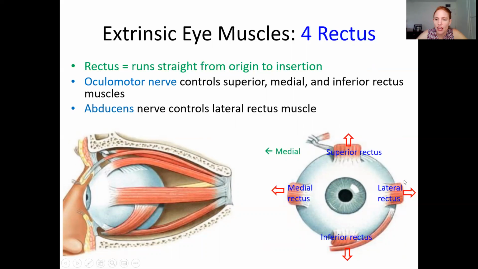And then we have another one here, the lateral rectus muscle. The lateral rectus muscle is going to move the eyes out, and so it's controlled by a different nerve that is called abducens. Abducens as in abduct. It abducts the eye. So that is going to be controlled by a different cranial nerve. Abducens nerve.